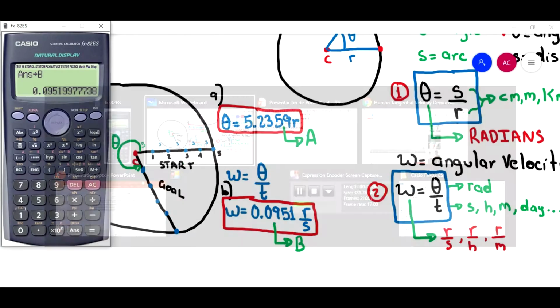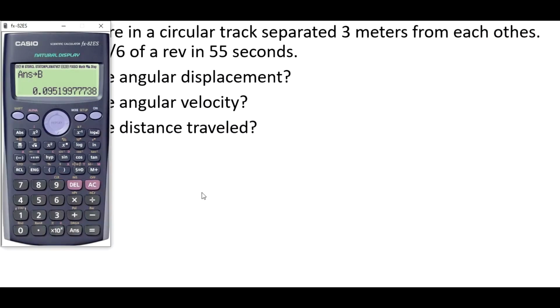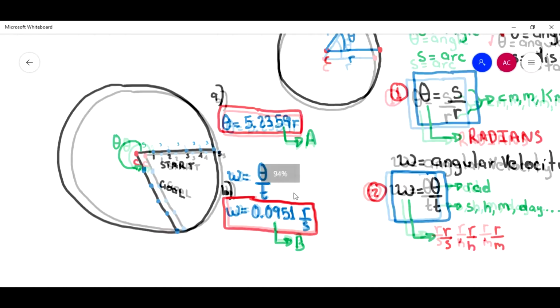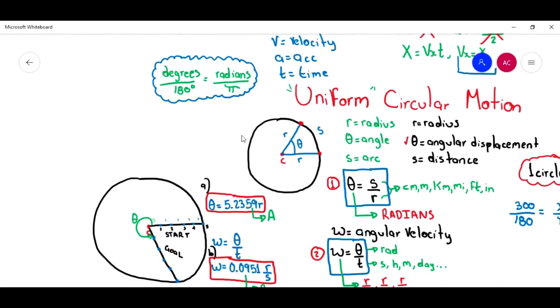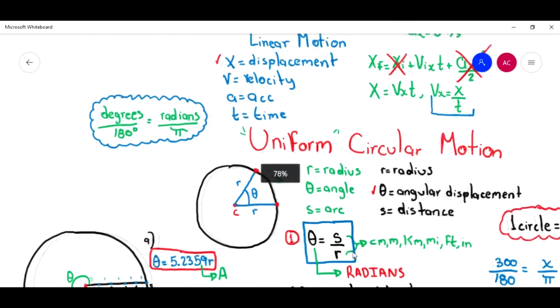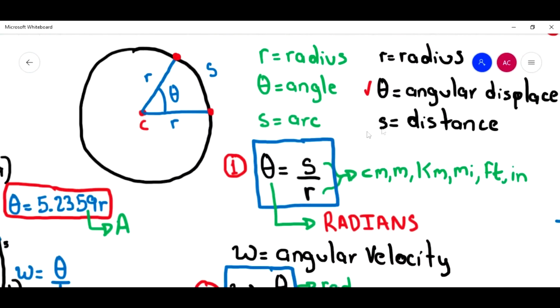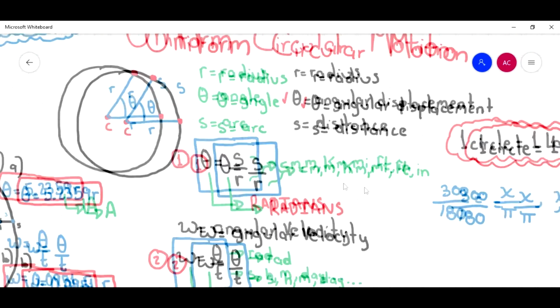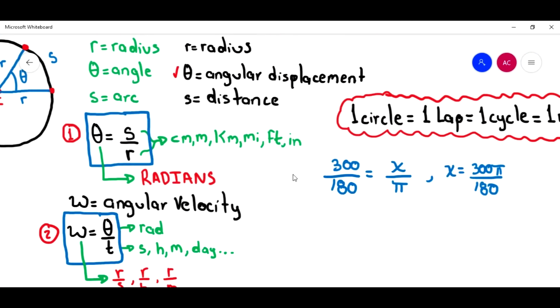And then what is the distance traveled? In order to find the distance traveled, I need to look over here at this equation, and in here S means the distance. So I'm going to erase this one over here.